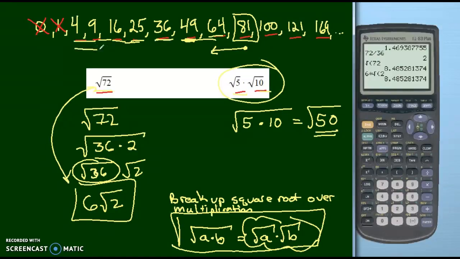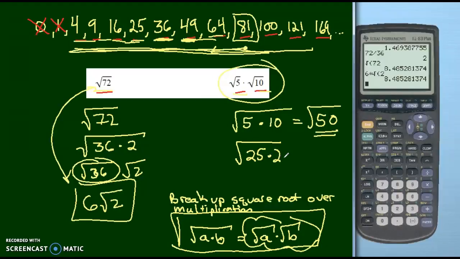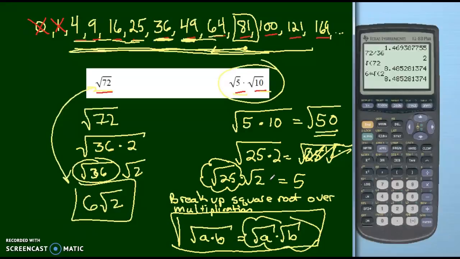So I'm going to go back up to my list and try to find the biggest one of these perfect squares that goes into 50 evenly. Start high, work low. So obviously 36 is not going to work. 25 for sure. 50 is 25 times 2. Now I'll break it up again as root 25 times root 2. And I'm going to square root the part that I can. The square root of 25 is 5. Square root of 2, I don't know what that is, so I'll leave that as root 2.